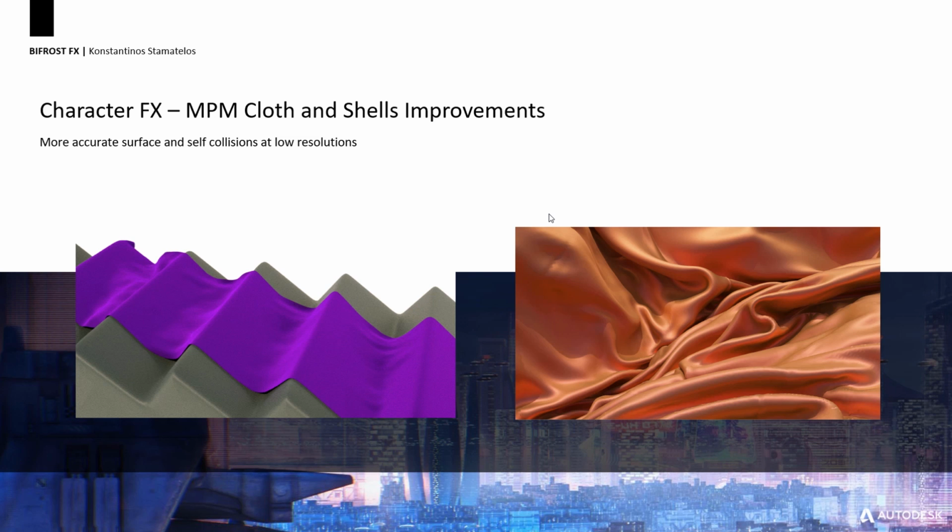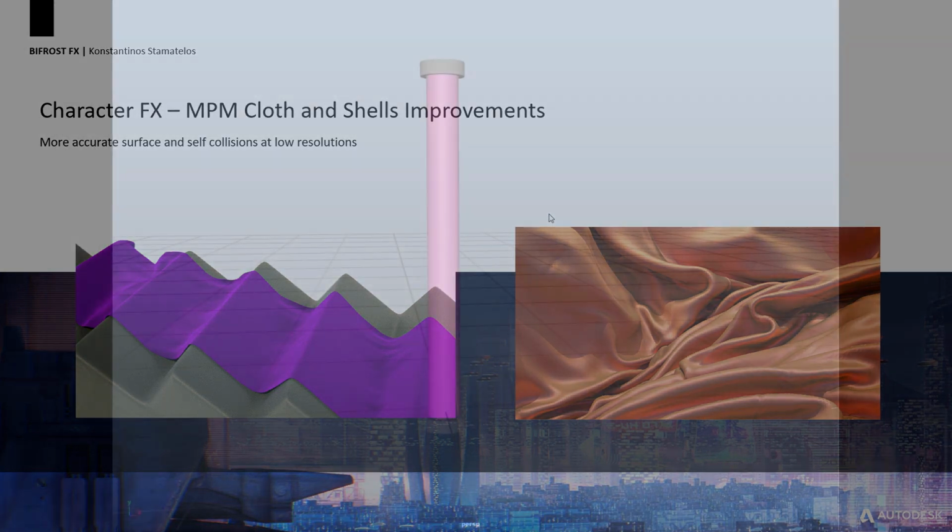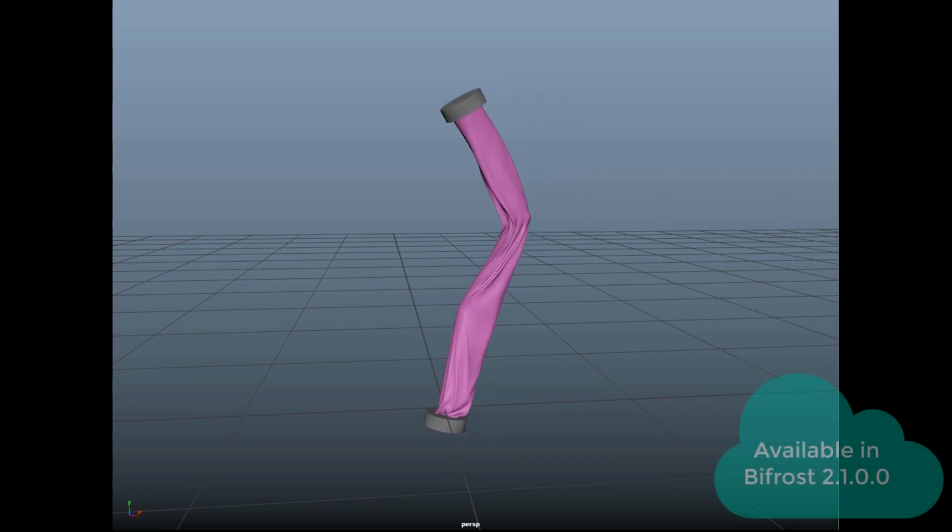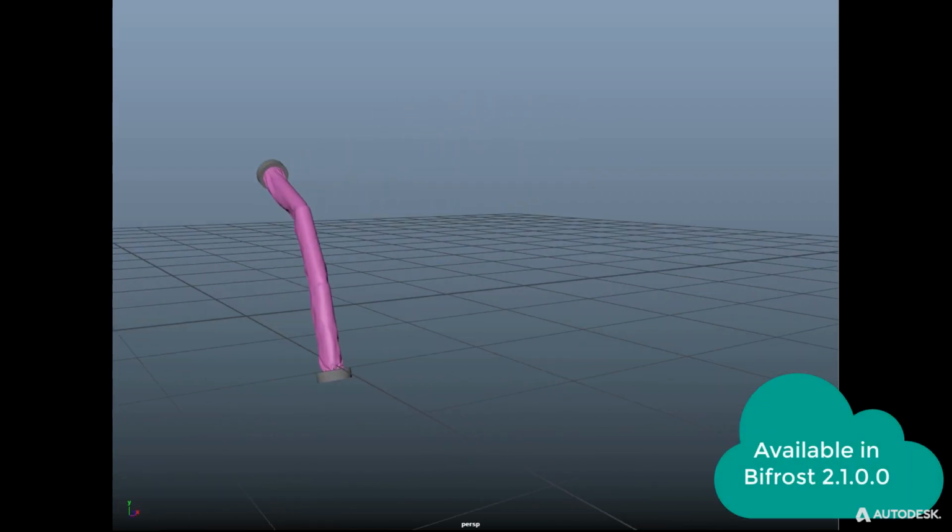One of the biggest challenges we've had with the MPM solver in both granular and cloth simulations revolves around providing accurate surface collisions and behavior for self-collisions when working at low resolutions. We've invested a significant amount of research and work to rethink the collision distance calculations in the MPM solver and implement changes which provide accurate surface and self-collisions without requiring very high solver resolutions, which make artistic iterations long and difficult.